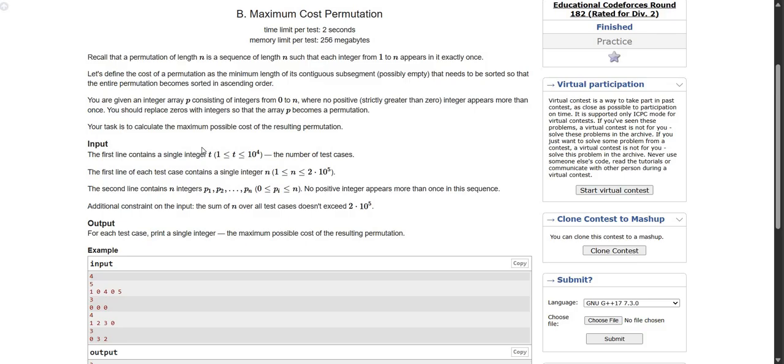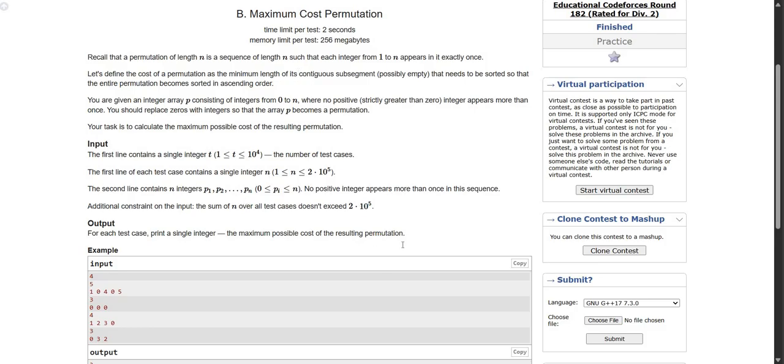I'll be explaining this problem called maximum cost permutation. In this problem, you're going to be given an array, and you have to output something which is called the maximum possible cost of the resulting permutation. So let's first talk about what we exactly mean by the term cost, because that's important in order to understand the solution of the problem.